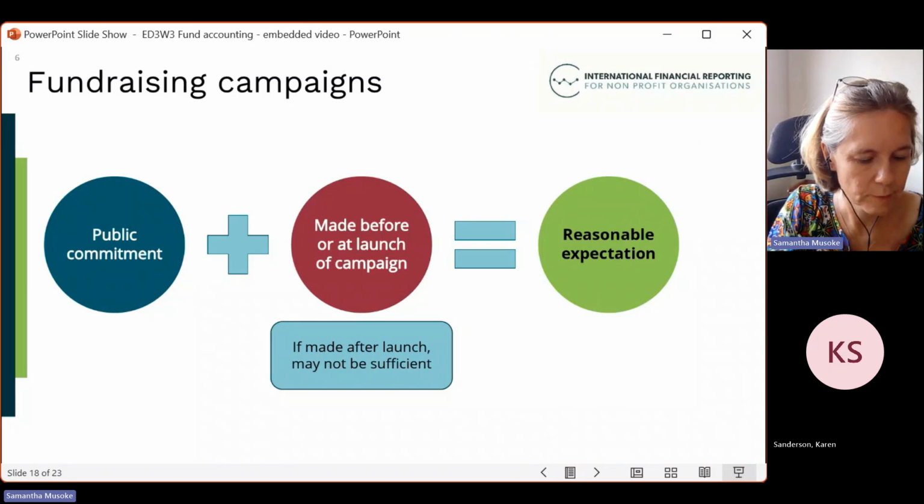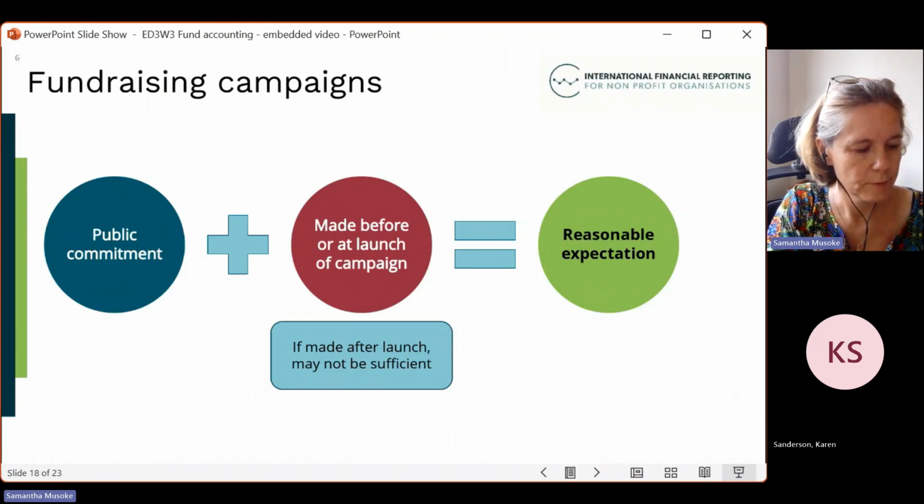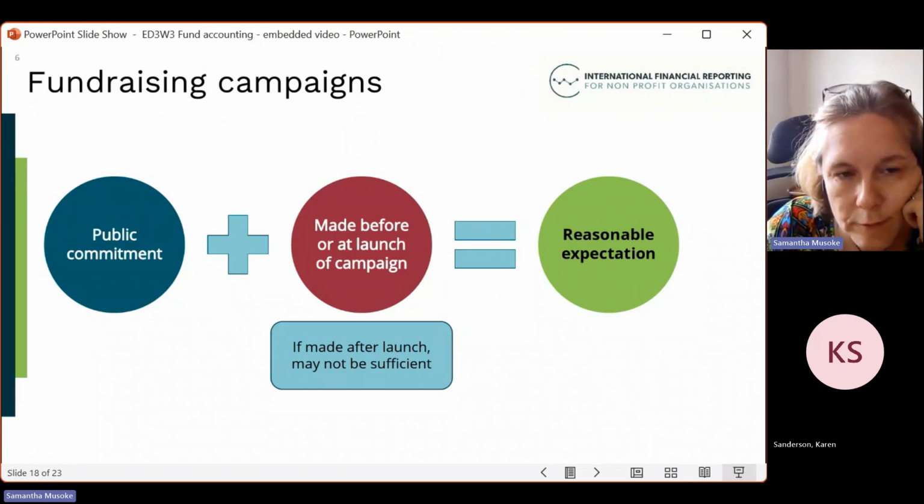In some jurisdictions, there may also be a regulatory obligation to separate these funds. If an external public commitment is not made at the time or before the fundraising campaign is launched, a separate fund may not be required.